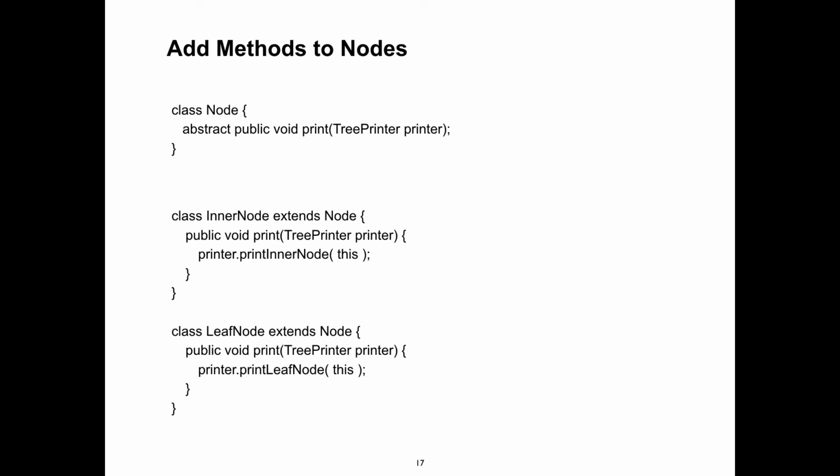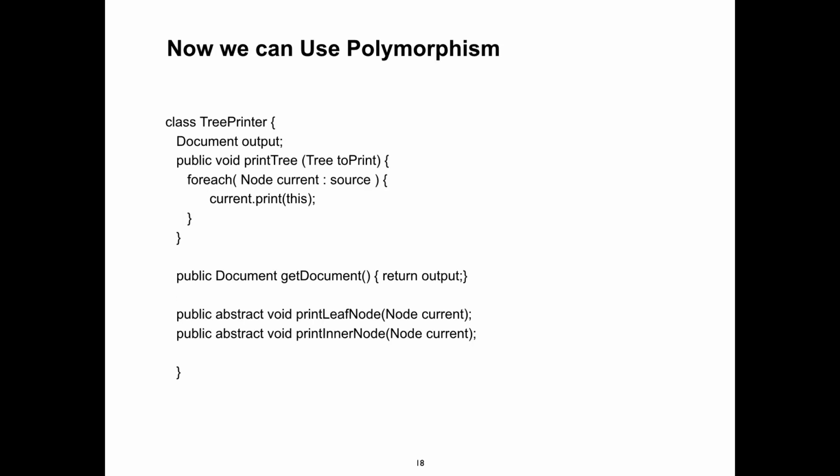So in our example, our node class has a print method, and what it does is we pass in one of our printers, whether it's a PDF or another kind. Inside this method, we call a method on the printer telling it what type it is. Then I can basically tell the node to print that particular thing. By the time you say print leaf node, you know it's a leaf node.